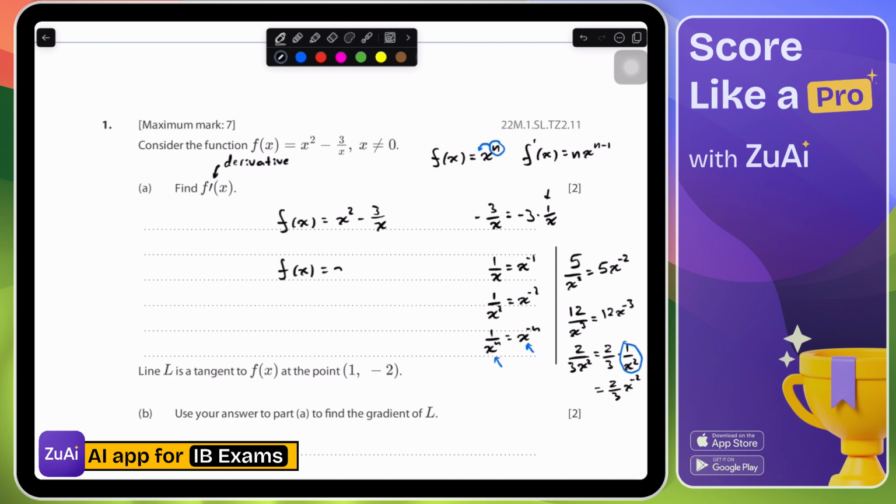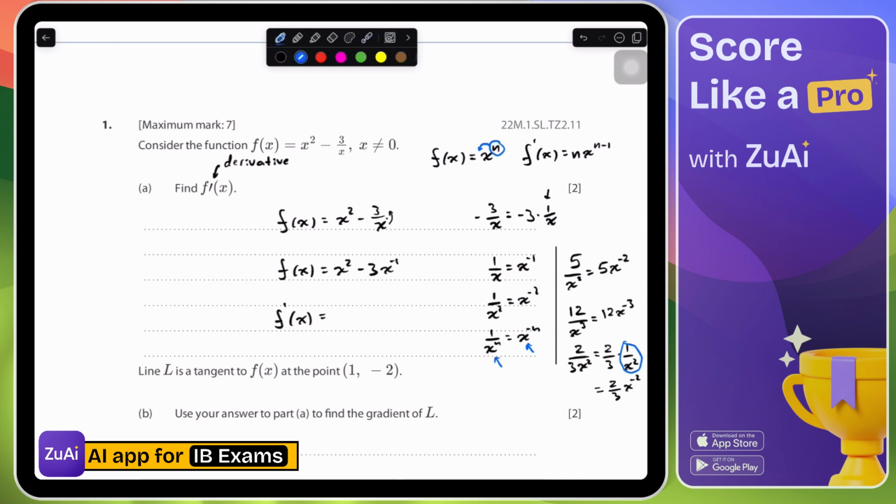F of x is equal to x squared minus, and then let's use that strategy. Let's keep this negative 3 here, and let's bring up this x. X used to be raised to the power of 1, and now it's negative 1. Okay, now we have everything we need to take the derivative. That's f prime. And let's go ahead and use this formula right here.